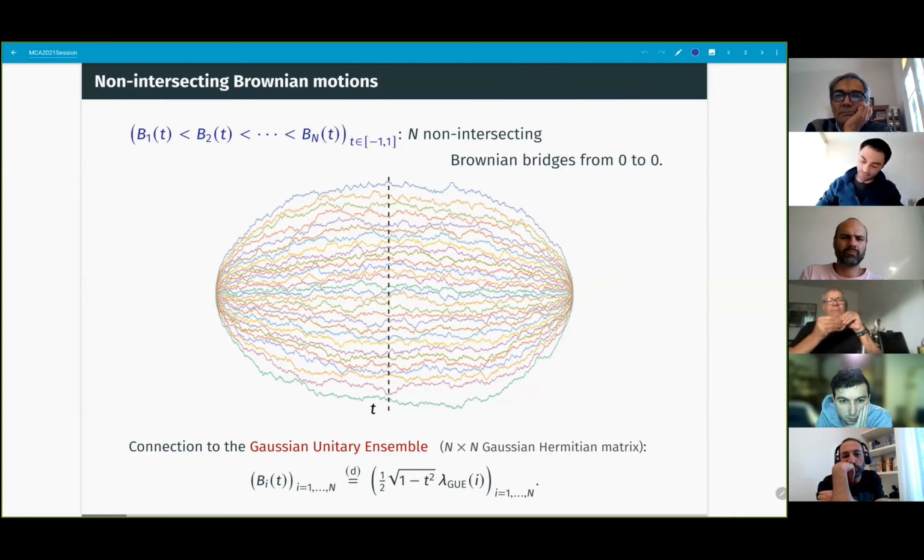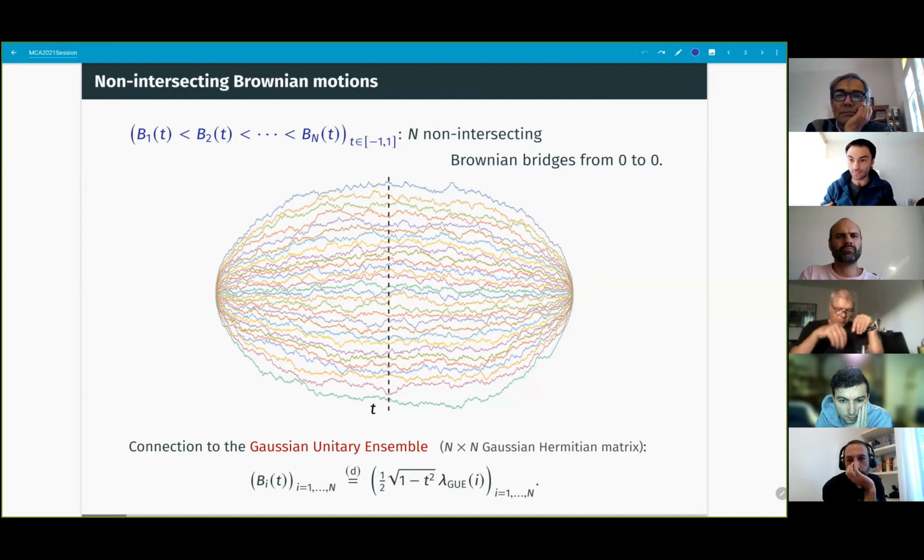It turns out that if you fix t, actually more than this is true, but at least if you fix t, and you look at the location of these Brownian motions, you get a point process, and this point process is exactly given, modulo some scaling which has to do with time, by the eigenvalues of an n times n Gaussian Hermitian matrix, a matrix from what's known as the Gaussian unitary ensemble.